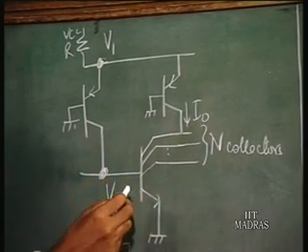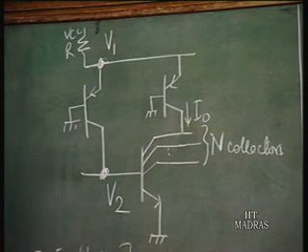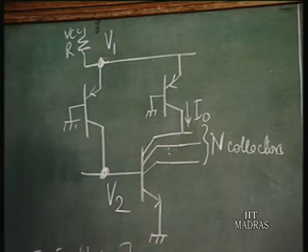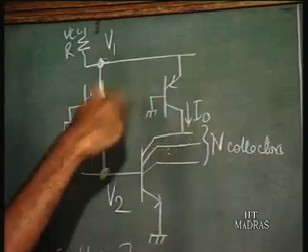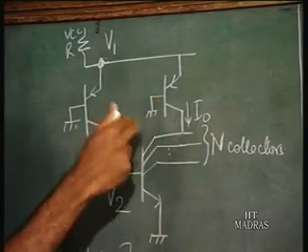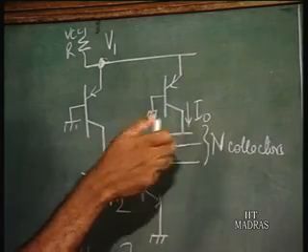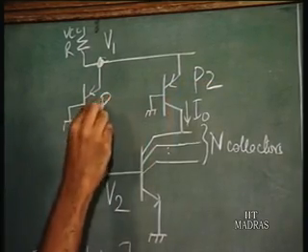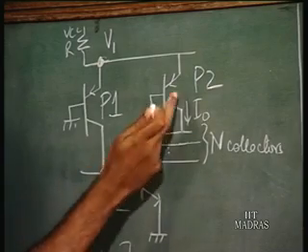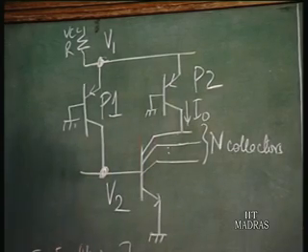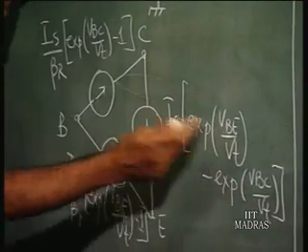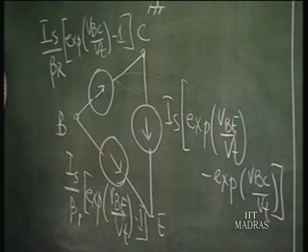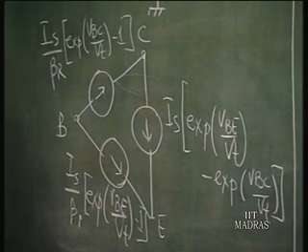We are looking at the condition for saturation. The base collector voltage is around 0.2 volts, which is much less than the base emitter voltage. When we look at the PNP transistor, it is in the active region. I call this P2 and let me call this P1. P2 is in the active region, so here we can say VBC for the P2 transistor is much less than VBE.